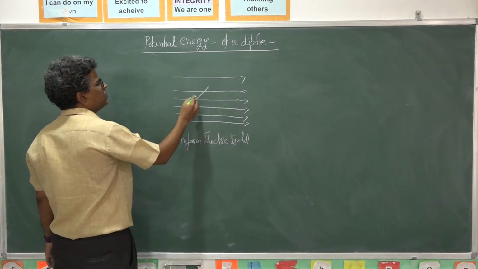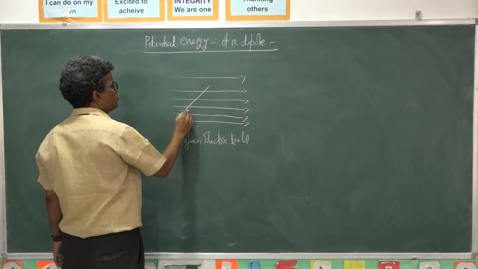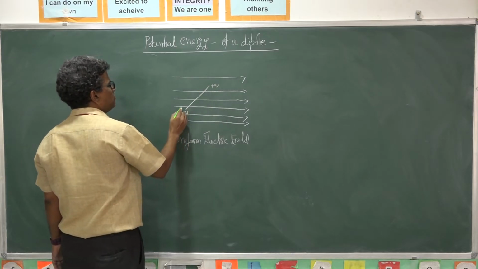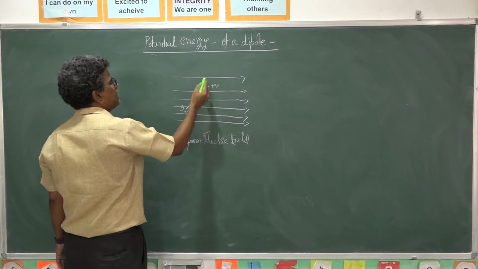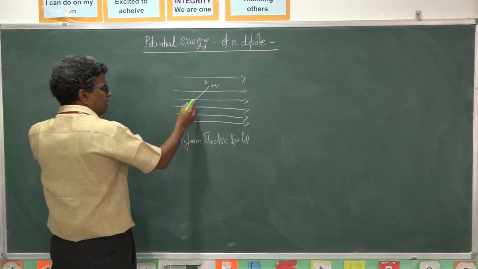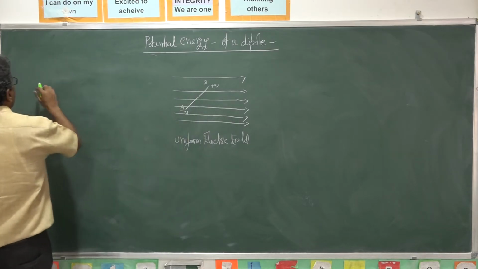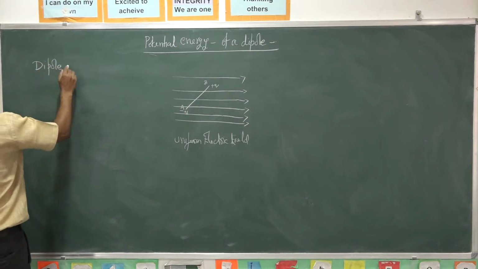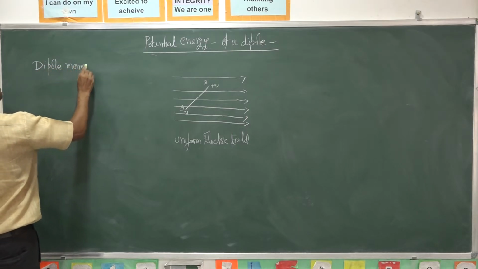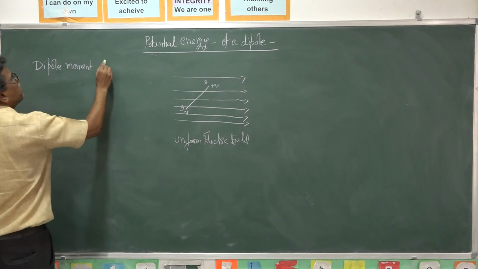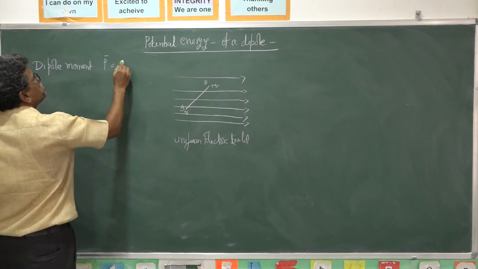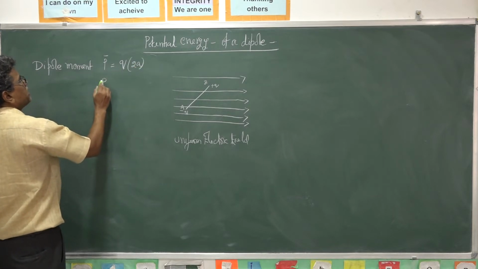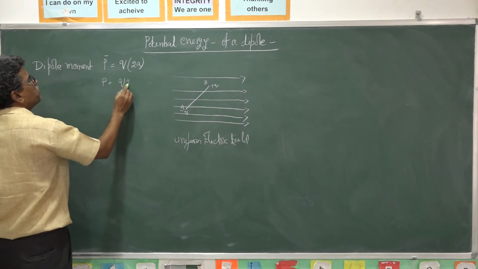You consider a dipole, minus Q and plus Q. AB is a dipole which makes an angle. Okay. What is its dipole moment? As you know, the dipole moment P bar is equal to charge into the separation between them. So its magnitude is Q into 2A.